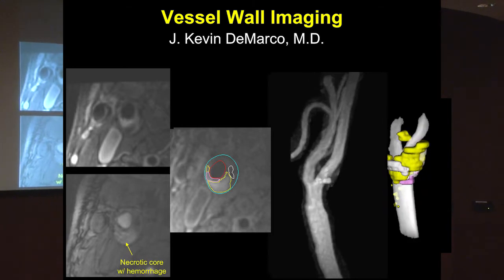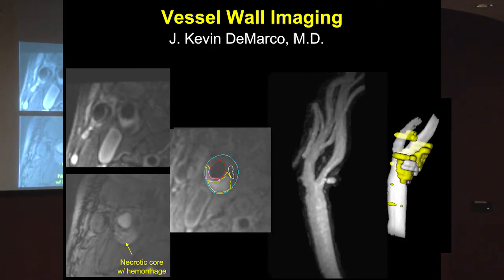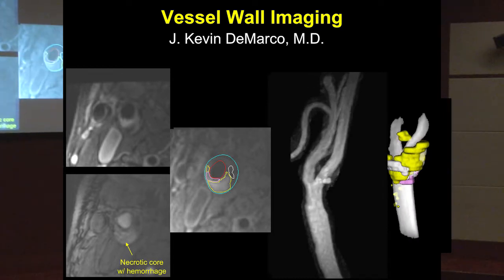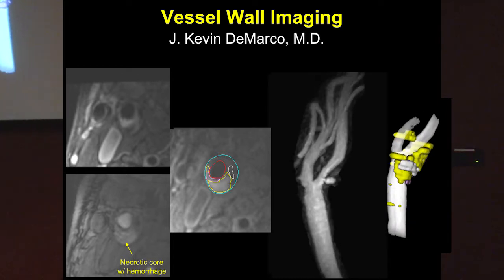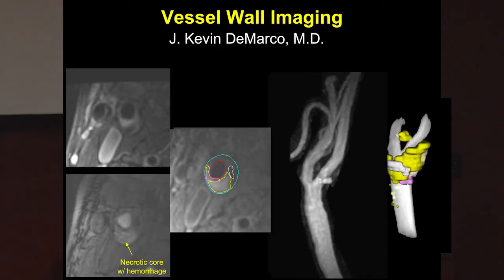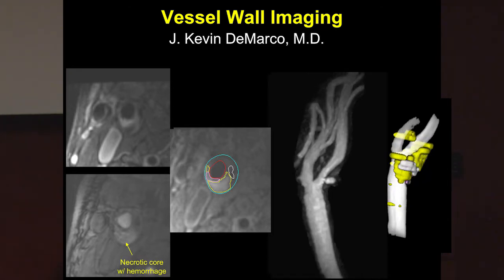And where a lot of researchers have gone over the last 10, 15 years is saying, can we figure out what's happening in the wall, and does that give us more prediction of risk for the future? And the short of it: on a T2, the dark area is necrotic core. The bright area on time of flight, or T1, is intraplaque hemorrhage, and those are the things we're going to look for. Now, I will be explaining all of those to you and how we see them and what the risks are associated with them.